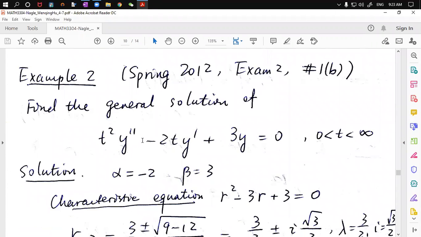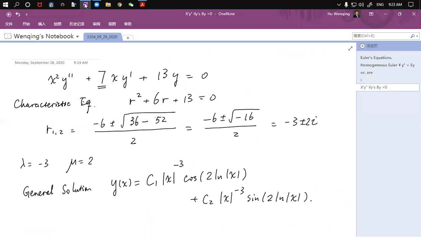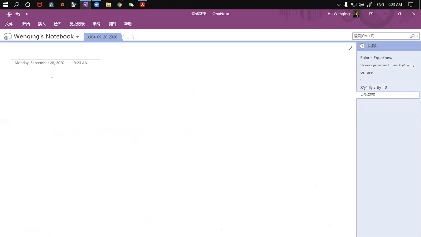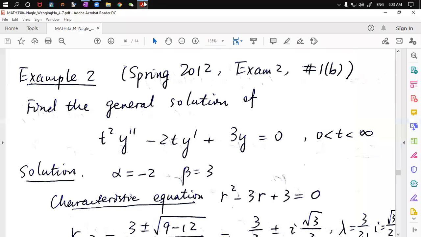Okay, so let me show you one more example. This example asks: can you find a general solution? Here I replace the x by t, so everything is now in t. We have t squared y double prime minus 2t y prime plus 3y equal to 0. But t is positive, so you don't really need the absolute values. So t is your x from before, and it is positive.